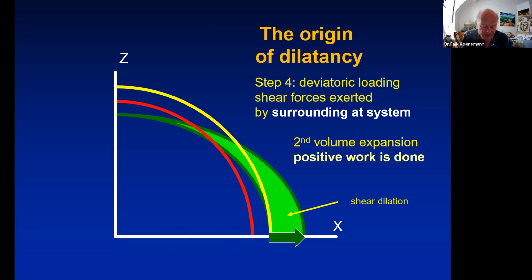However, for pure shear boundary conditions, the outer green ellipse has the same volume as the original yellow circle. The elastic pure shear deformation is volume neutral. However, the light green area is the expansion caused by the shear forces. I call this the shear dilation.